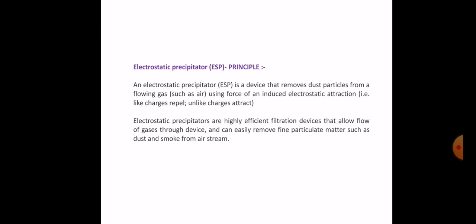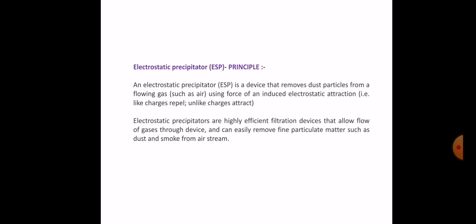Electrostatic precipitator, ESP. Nowadays this type of ESP is widely utilized in thermal power plants. An electrostatic precipitator is a device that removes dust particles from a flowing gas, such as air, using the force of an induced electrostatic attraction: like charges repel, unlike charges attract.